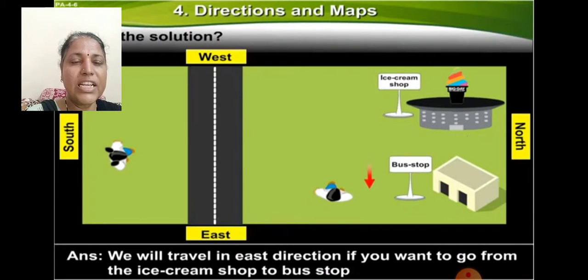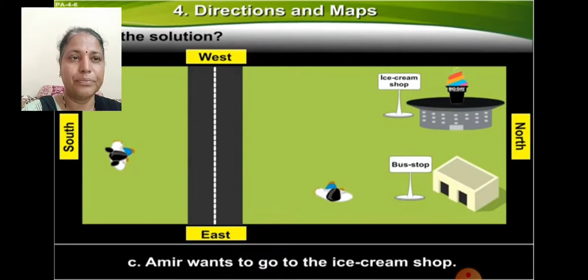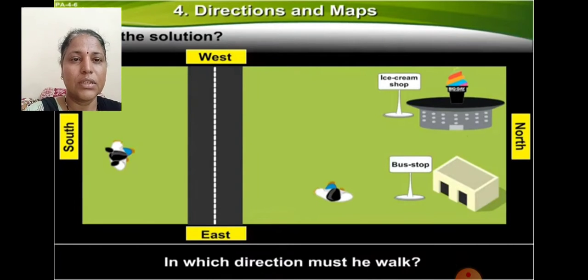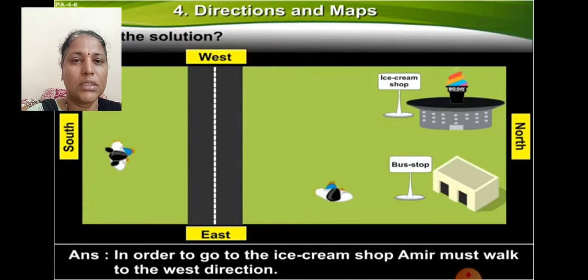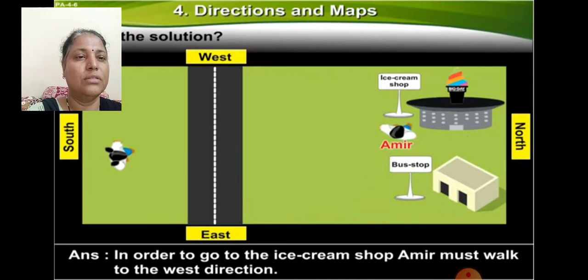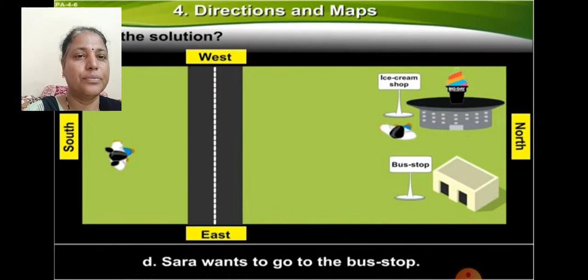We will travel in the east direction if we want to go from the ice cream parlor to the bus stop. In which direction must we walk to reach the ice cream shop? Answer: in order to go to the ice cream shop, Amar must walk in the west direction. Sarah wants to go to the bus stop.